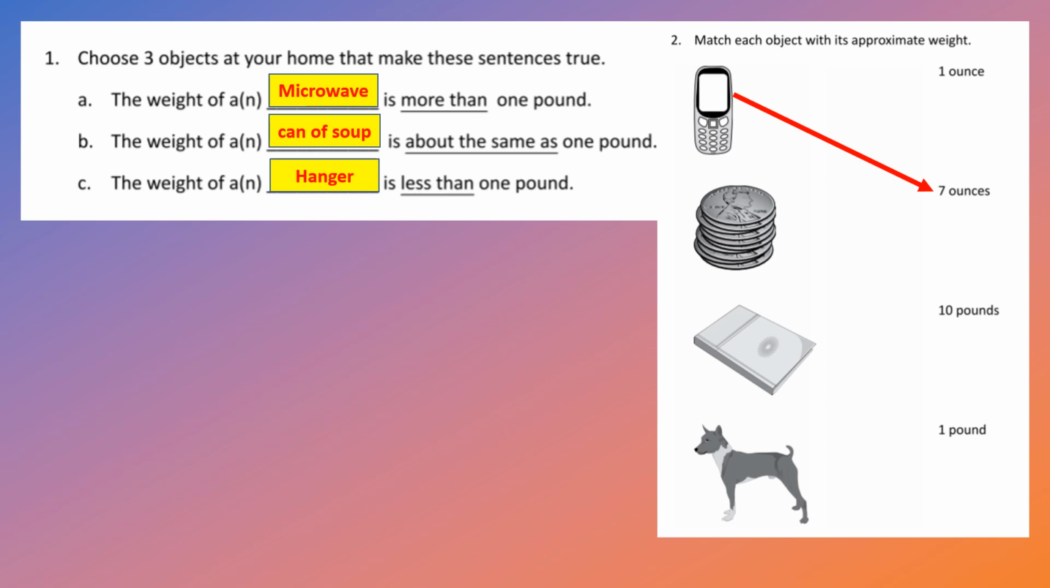The next picture, I believe that's about 12 pennies. And so pennies are about 0.10 ounce. Okay, so 12 pennies would be approximately a little over an ounce. Okay, I'll write in an ounce. That third picture is a book. The book would be about 1 pound, approximately 1 pound. And that's a dog. And the dog would be approximately 10 pounds.